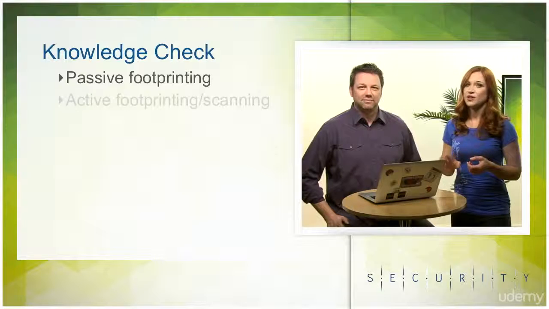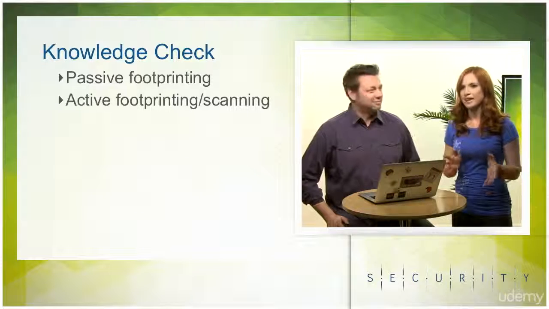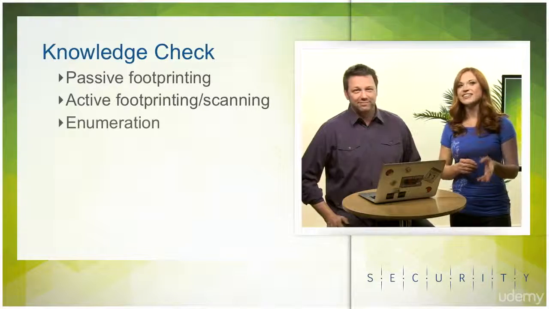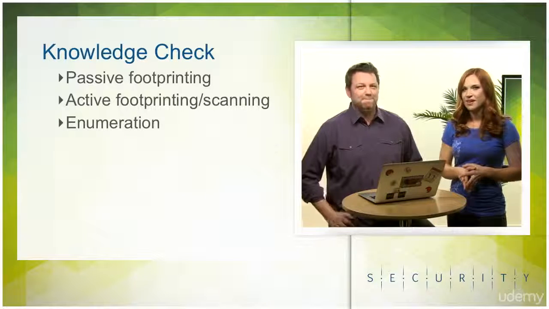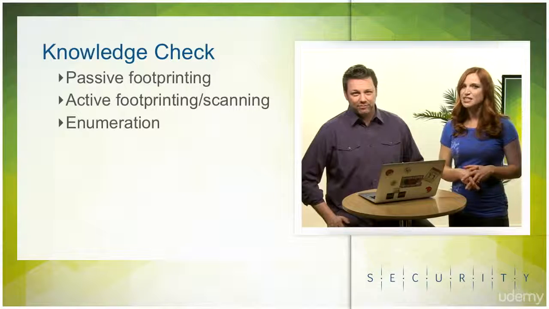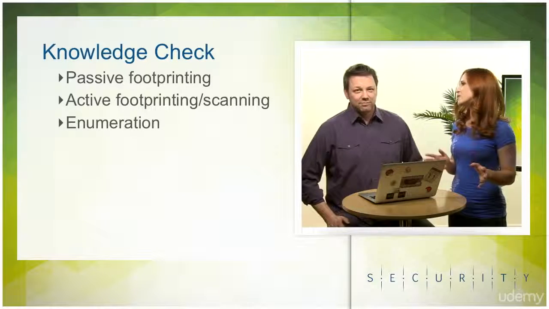four steps are otherwise known as active footprinting or scanning. Enumeration is the third group, where you prepare the security map of the target network. We have classified footprinting into two categories based on how it is used.